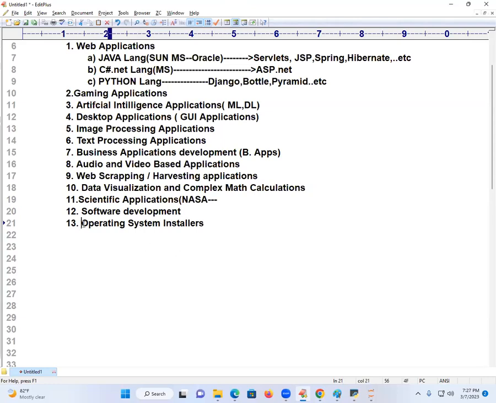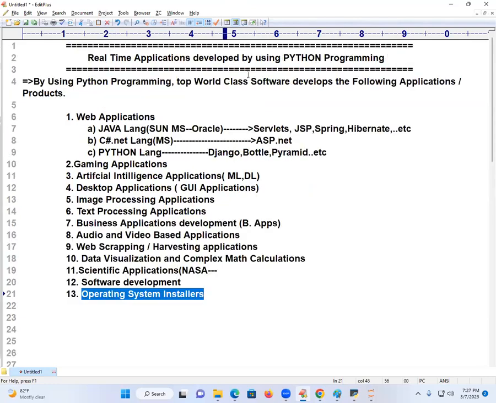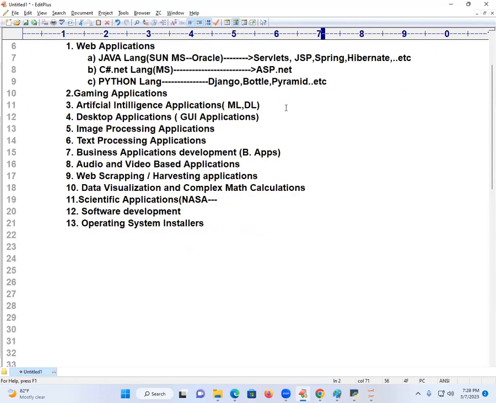That operating system installer is written in which language? Ubuntu, Windows OS, Unix, take any of them. They have written them recently in which languages? I'm talking about operating system installers. These are all called product level. I'm not talking about project level.